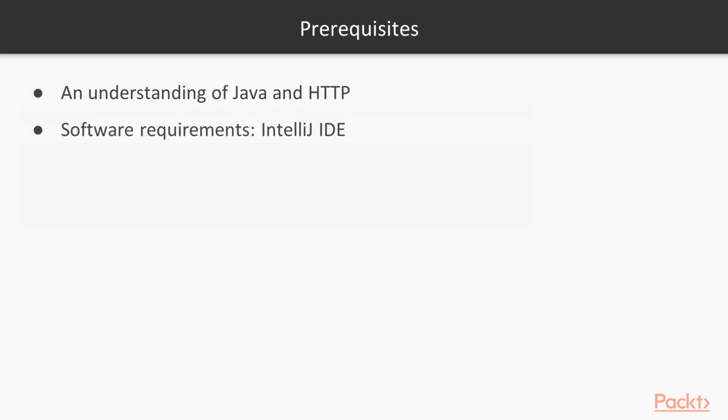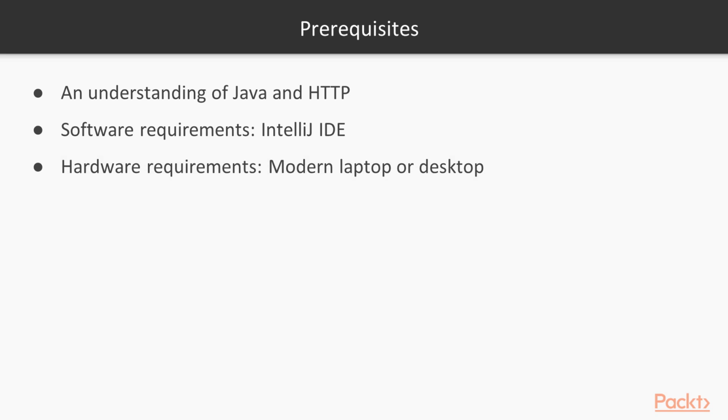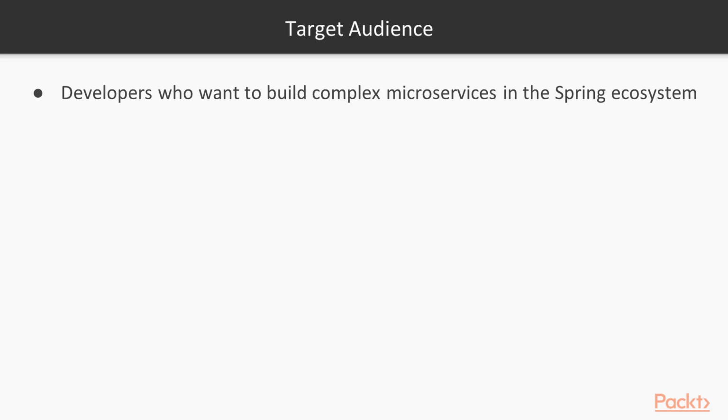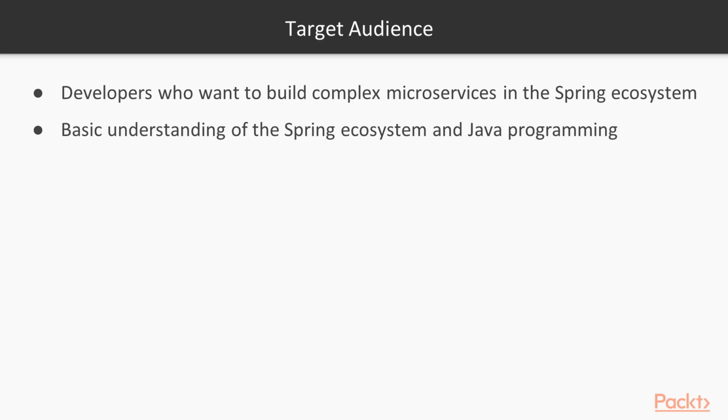There are a couple of prerequisites, so you need to have an understanding of Java and HTTP. Simple understanding is okay. For software requirements, you need only the IntelliJ IDE. Hardware requirements: a modern laptop or desktop. This course is for developers who want to build complex microservices in the Spring ecosystem. Basic understanding of the Spring ecosystem and Java programming is needed. No knowledge of microservice architecture is required.